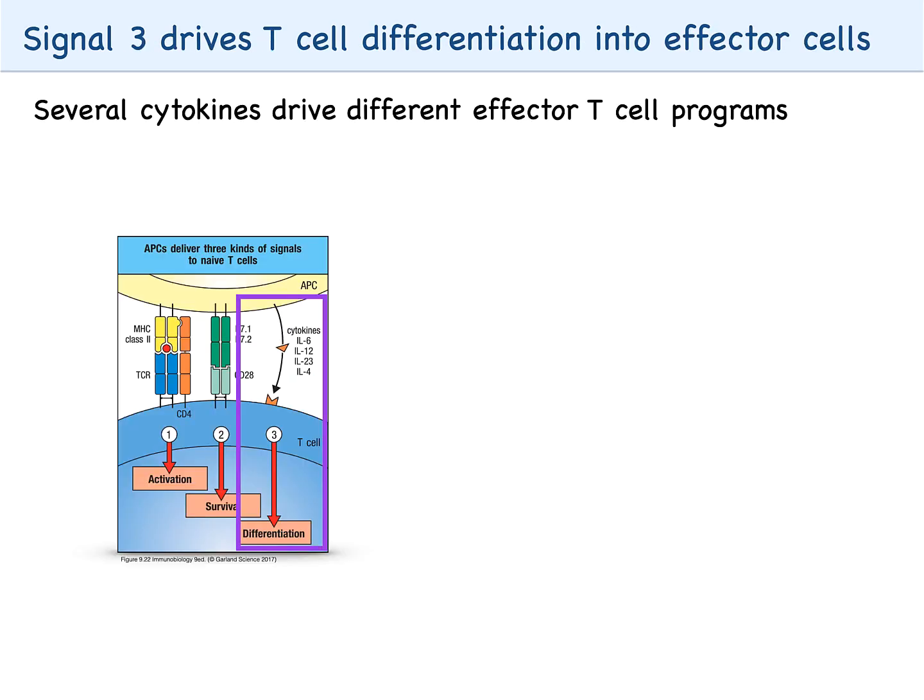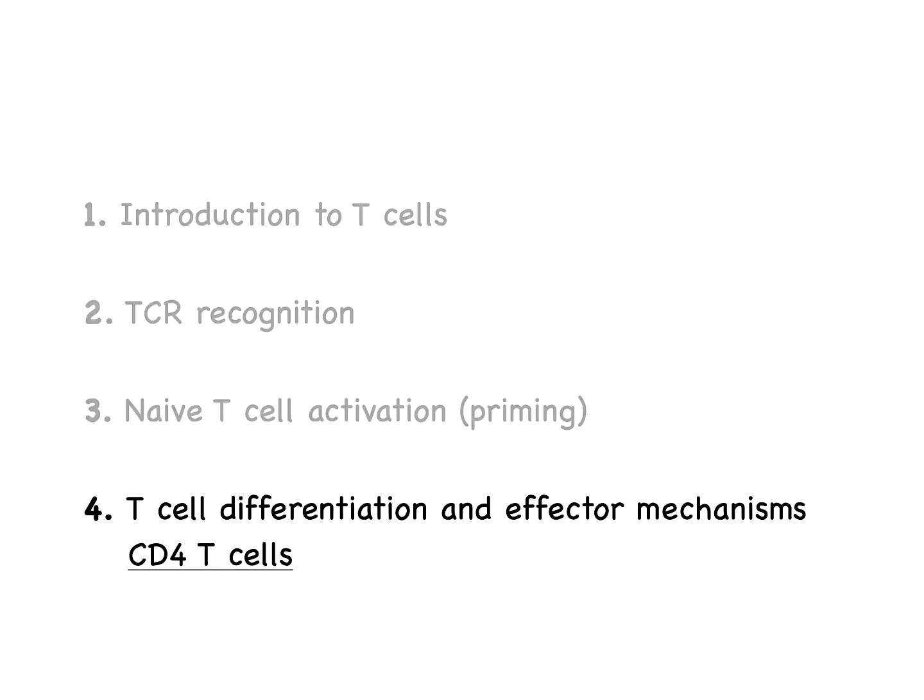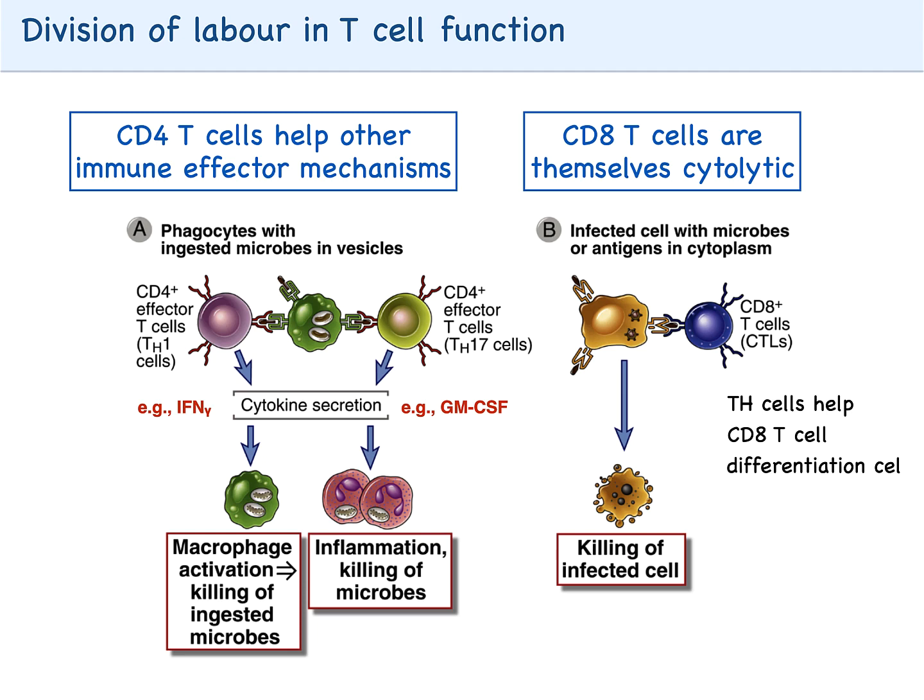And finally, the signal 3 drives T cell differentiation into effector cells. Here there are several cytokines that drive these differentiation programs. And this we will see now in detail in the last part of this lecture, which deals with T cell differentiation and effector functions of CD4 cells, but we will also see CD8 cells later. Remember, you have seen this graphic already. It's just to repeat it and to memorize it a bit.